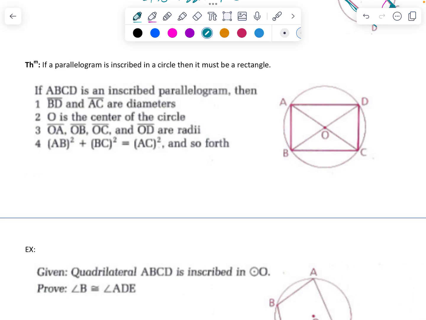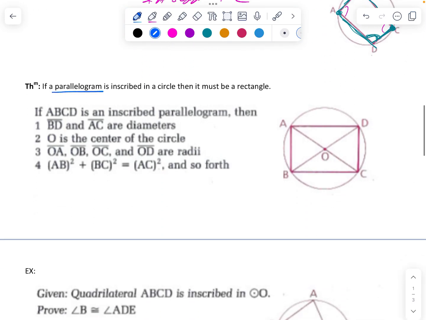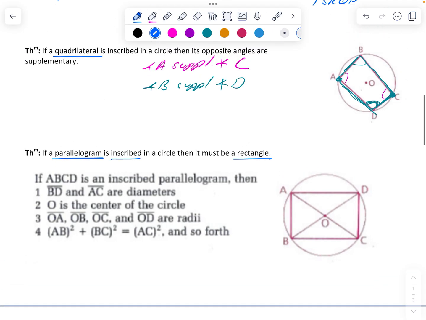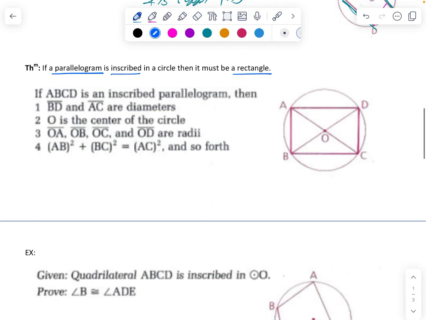Next, we have, if a parallelogram. So notice in the previous example, it was quadrilateral. So here we have, if a parallelogram is inscribed in a circle, then it must be a rectangle. When we have a quadrilateral inscribed in a circle, the opposite angles are supplementary. But a little more specific, if it's a parallelogram, it has to be a rectangle. And here's basically the proof, right? Let's just read through it together.